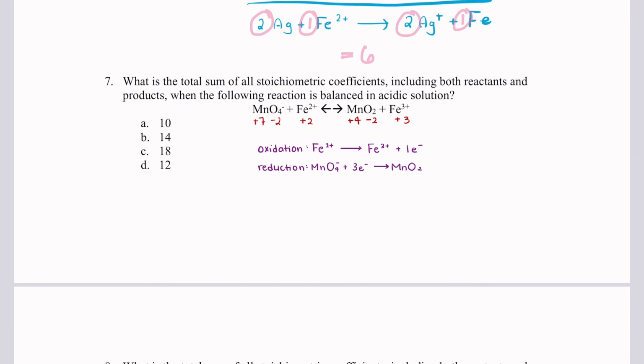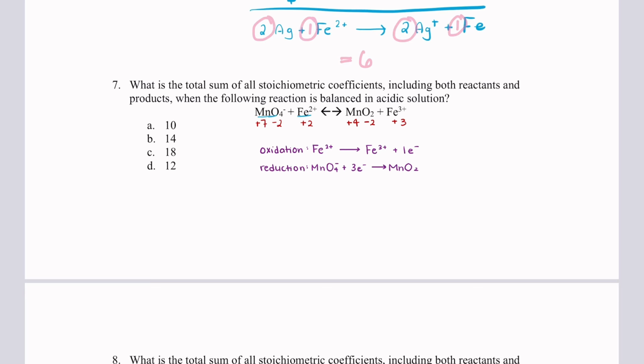Problem 7 says, what is the total sum of all stoichiometric coefficients, including both reactants and products, when the following reaction is balanced in acidic solution? The reaction is permanganate ion reacts with iron 2+ ions to produce manganese 4 oxide and iron 3+ ions. We're going to again balance this with the half reaction method, and then we're going to add the coefficients.